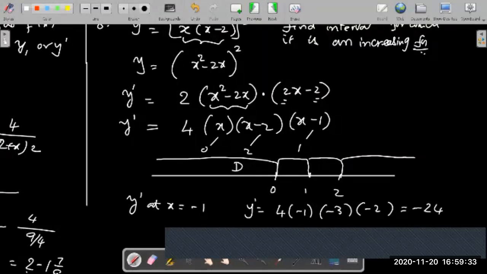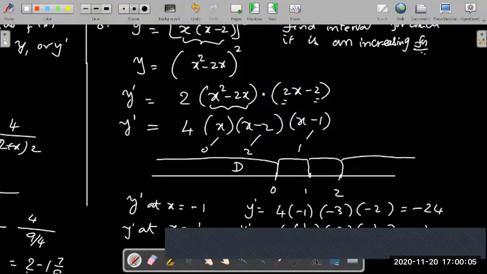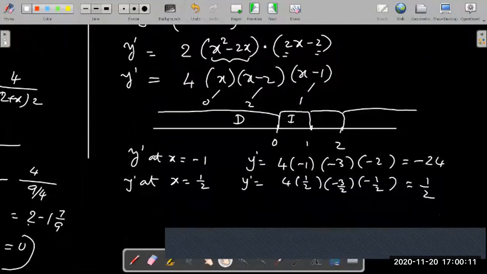Now between 0 and 1, let's try y dash at 0.5. So I'll give half. So y dash equal to 4 into half, and then half minus 2 is minus 3 by 2, and then half minus 1 is minus half. So this is definitely positive, because 3 by 4, 4 and 4 gets a half. So we have plus 3 by 2. This is positive, so this is increasing.